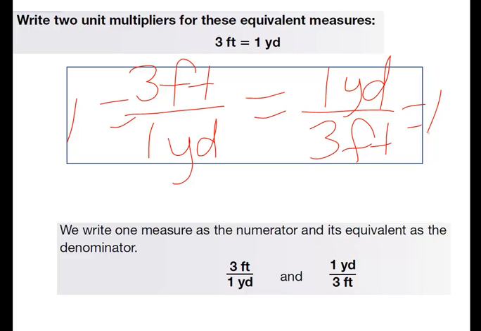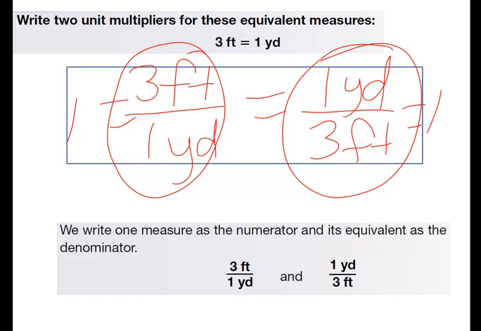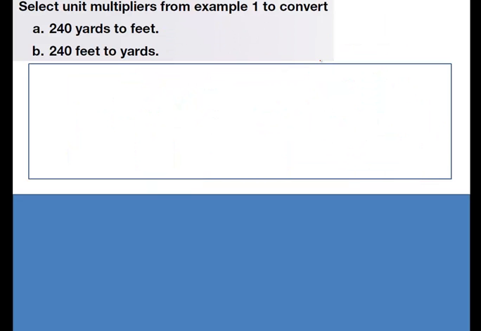Okay, so get the idea. We've got to get your unit multipliers to equal 1. All right, so keeping that in mind, the feet over yards or yards over feet, let's see if we can do a couple here.